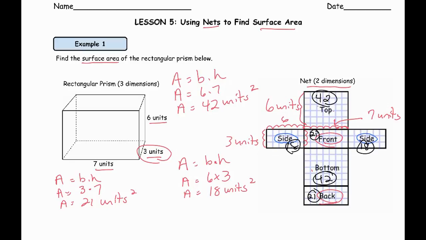Okay, boys and girls, so now we are ready to find out the full surface area of our rectangular prism. I'm going to go way up here because I'm running out of room. Let's see what our surface area will be in total. My top and bottom are both 42. So we have 42 times 2, which is 84 units squared. That takes care of the top and the bottom.